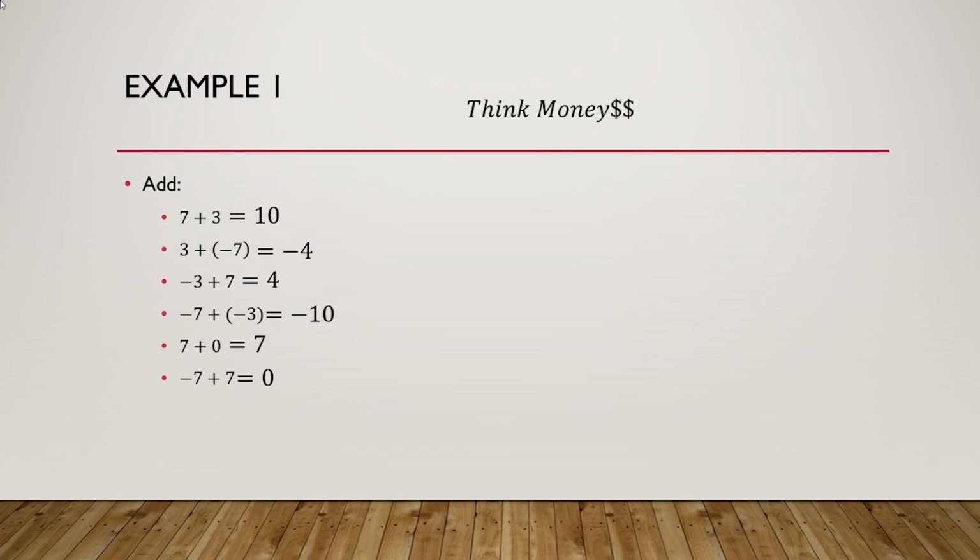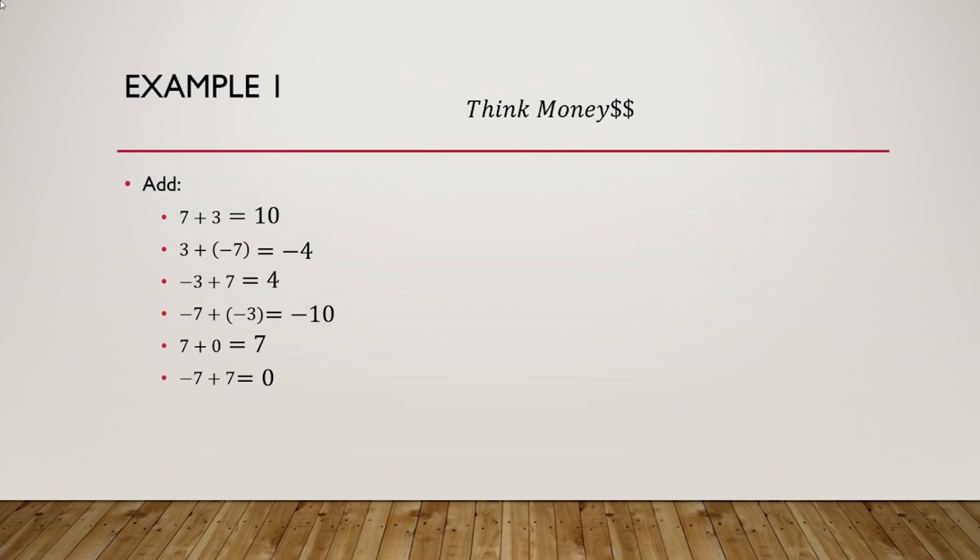Now what you can also do when you're thinking about these sign rules for addition or subtraction, you can think money. So if I start off with $7, I gain $3, that's $10. If I have $3 and I lose $7, I'm now in debt $4. So you can think of debt as negative and money that you have as positive. So negative 3 plus 7, that would be you're in debt $3. You gain $7. You now have $4 in your bank account.